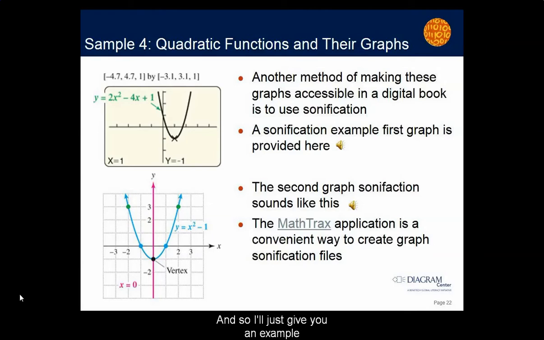And so I'll just give you an example of what the sonification does for the first graph. So I'm just going to play that very quickly.